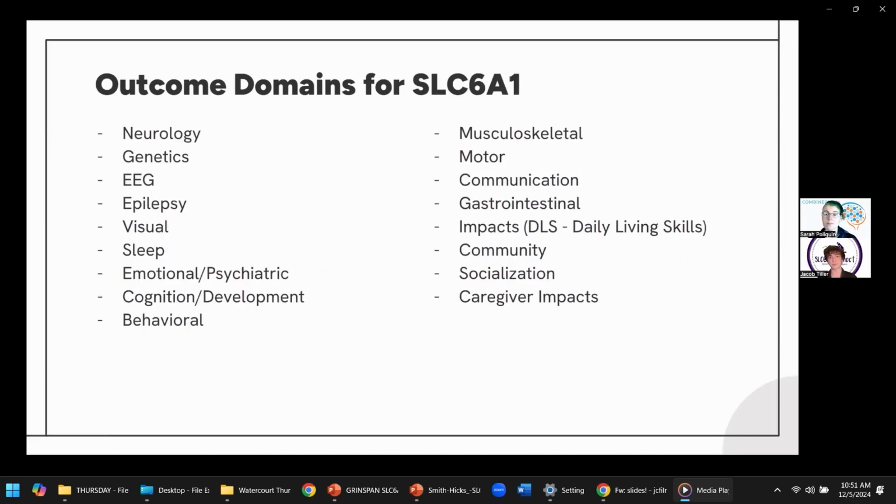So what are those 17 domains for this publication? This includes neurological issues and EEG and seizure abnormalities, but it also includes domains such as emotional or behavioral problems that patients may have, or motor difficulties, as well as how all of these symptoms impact an individual's day-to-day life and their ability to socialize and be members of their community, as well as how all of these issues and symptoms of the patient can impact the caregiver.